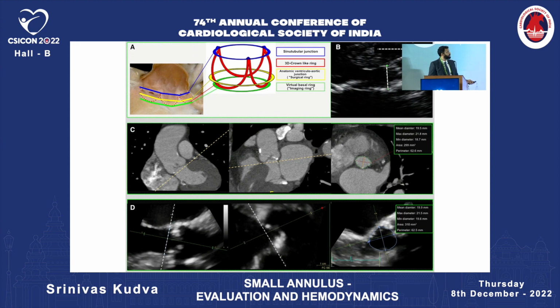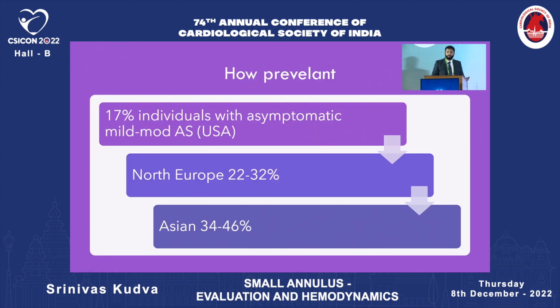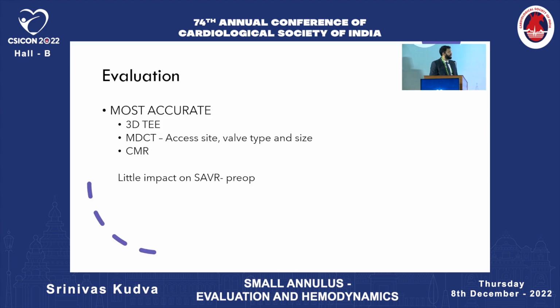So what you need to realize is this annulus is actually three different kinds of annulus. One is the virtual basal ring. One, what we have is the anatomic ventriculo-arterial ring here, aortic ring, and the sinotubular junction here. So these three rings, the three crowns, basically form the annulus. Now, how prevalent is this problem? Almost 17% in patients in the US who have mild to moderate aortic stenosis, 22 to 32% in Europe, and 34 to 46% in Asians. So this is much, much more common here.